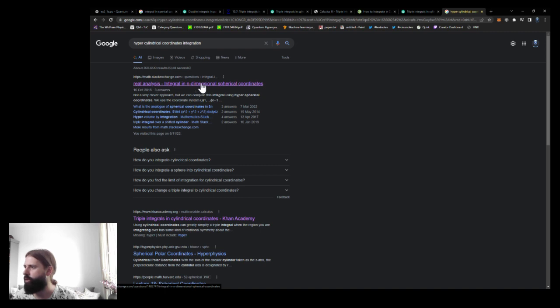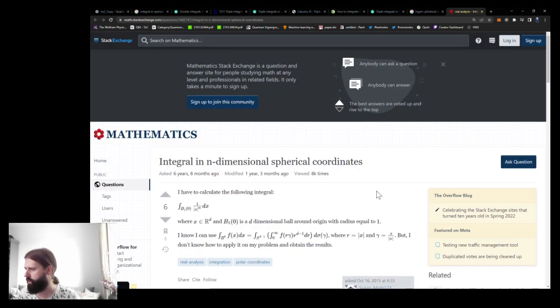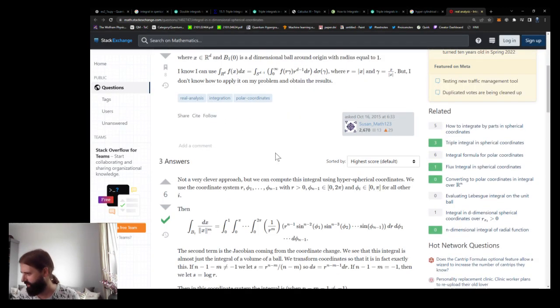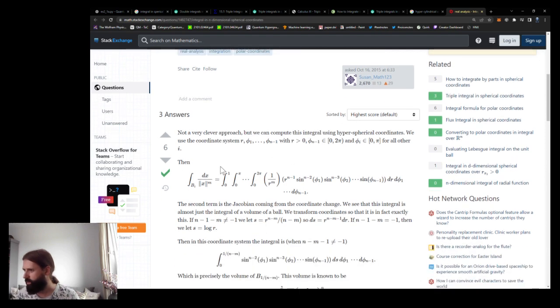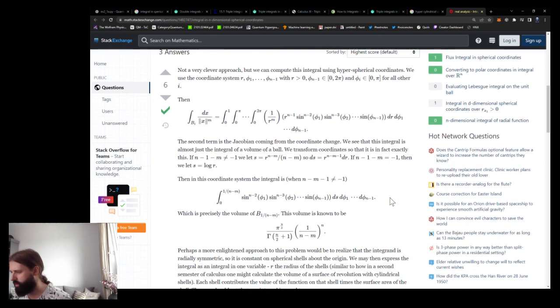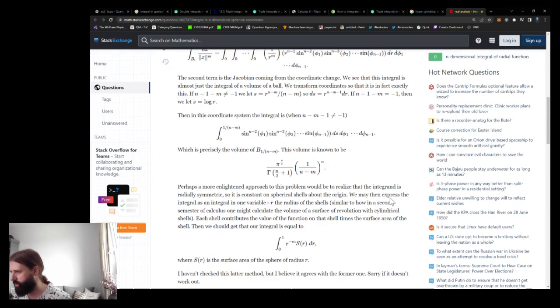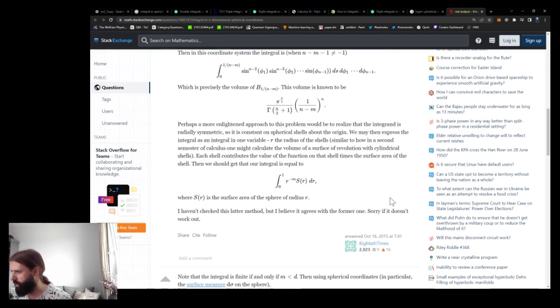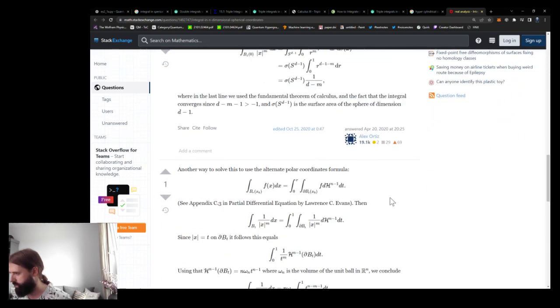Yay, integrate n-dimensional spherical coordinates. I think I checked that already. Oh, there's a general form. Look at these. Oh my god. Look at these.